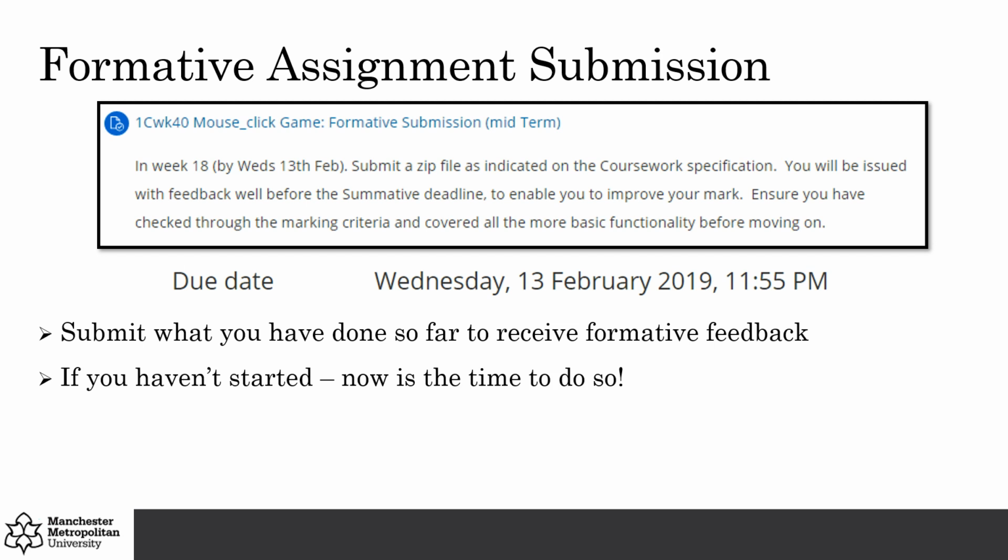If you haven't started your assignment, now is the time to do so. Even though the portfolios are due in before the assignment, make sure you are making some decent headway on your assignment.